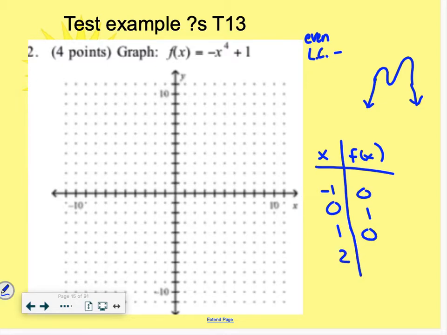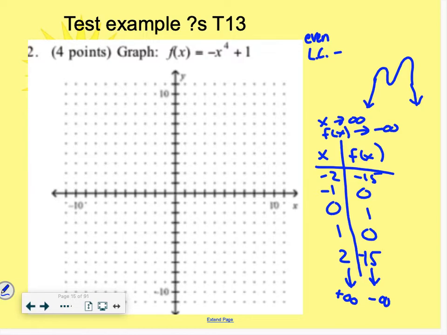Then I could go to 2 and do 2 to the 4th power. 2 times 2 is 4, times 2 is 8, times 2 is 16. So it's going to be negative 16 plus 1, which is negative 15. And negative 2 is going to be the same thing. If I were to keep going, if x gets bigger and bigger, approaching positive infinity, this number is just going to keep getting smaller and smaller, approaching negative infinity. So as x approaches infinity, the function approaches negative infinity, which means on the right it goes down.